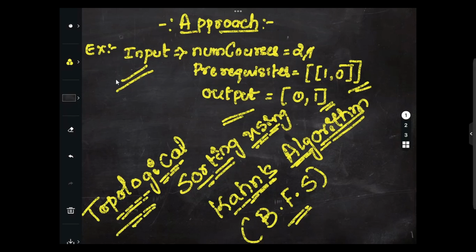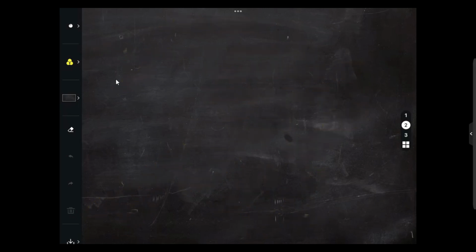So we will be going with topological sorting using the Kahn's algorithm. So topological sorting with BFS, right? Just remember this one. We are just going with topological sorting using Kahn's algorithm, or topological sorting with BFS. Let's start with the approach.